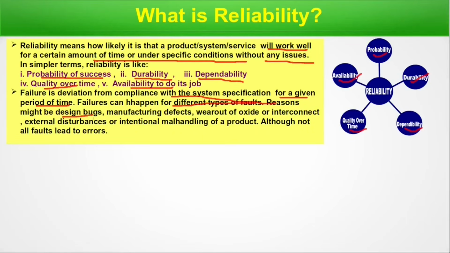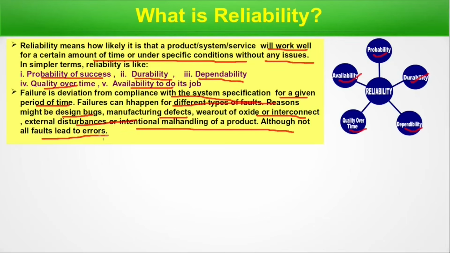Reasons might be design bugs, manufacturing defects, or wear out of oxide or interconnect, or external disturbances or internal mishandling of a product. Although not all faults lead to errors. It's not always that any fault is there and it will lead to error. Although sometimes faults lead to errors, and different kinds of failures can happen because of manufacturing defects. While it's getting manufactured, there is a defect.